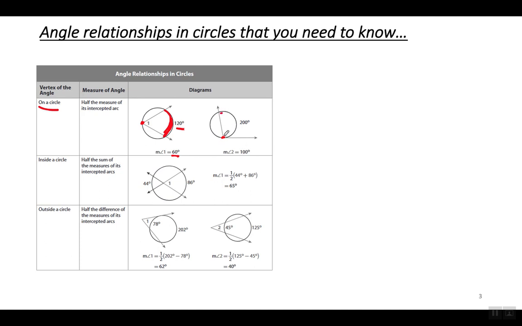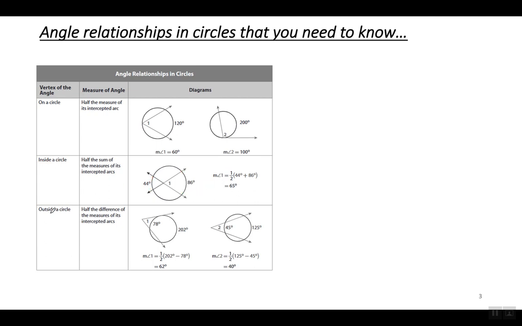Here, the vertex of the angle is on the circle. The intercepted arc is 200, so the measure of this angle is half of 200, which is 100. If the vertex is inside a circle, then the measure of these angles is going to be half the sum of the intercepted arcs. So you have to add up the intercepted arcs and get half of that. Here you add 44 plus 86, get half of it, and it gives you 65 degrees.